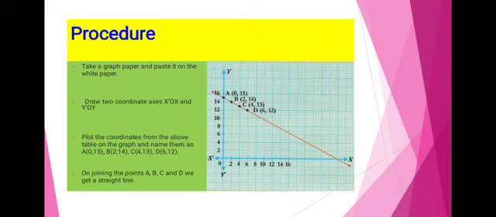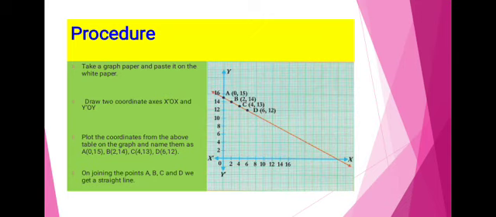First, plot the points; at least 2 points you must plot. Then after plotting the points, you join them. You will get the graph of the linear equation in two variables. So the graph of a linear equation in two variables is always a straight line. You observe that for the given equation, we get a straight line.